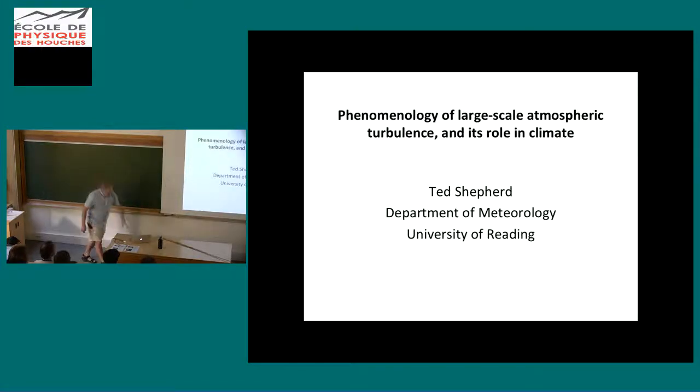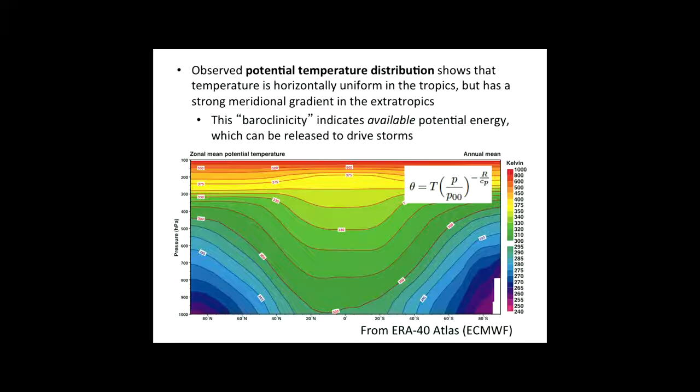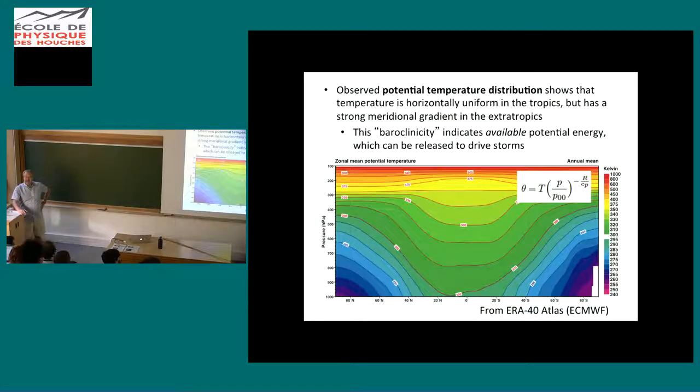So the first is the phenomenology. I'm not writing a textbook, so I don't have such nice slides as Tapio has. And I've taken pretty much everything from the ERA-40 Atlas. ERA-40 was a predecessor of ERA-Interim. We treat them as observations. They're actually what are called reanalyses, which assimilate the observations to provide a consistent data set. For everything that either of us have shown, you can treat them as observations, really.